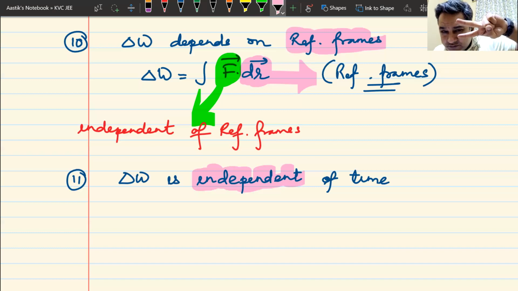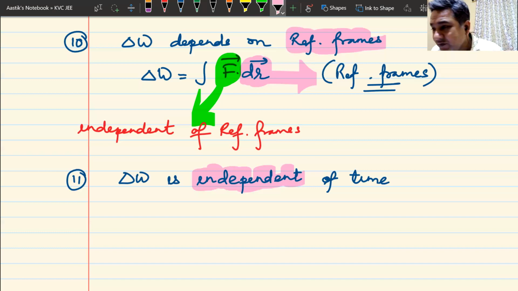What is your force? Independent of reference frames. Force is independent of reference frame. Displacement is dependent on reference frame. Therefore, work done depends on the reference frame and the angle between force and displacement. These are the three things on which work done depends.